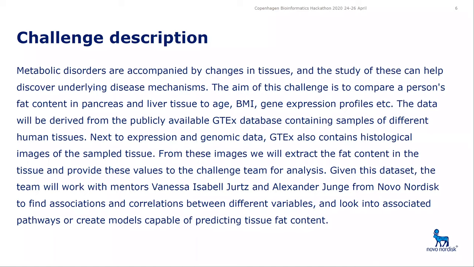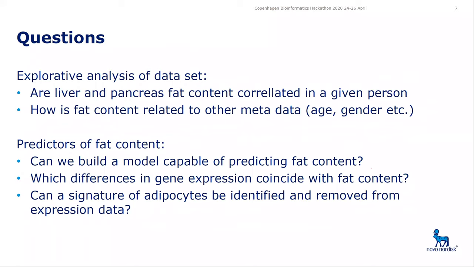I will make the slides available to the teams working on it. Next slide, please. So I've put down some questions here to give the teams a bit of an outline on how to work on this data set. Basically, we are interested in getting an explorative analysis of the data because we haven't really looked at it ourselves yet, where you just look for correlations and associations. And in a second step, you could, for example, look into building a predictive model that can predict the fat content, or you could look for a gene expression signature or similar.